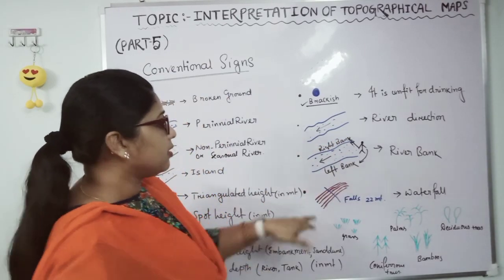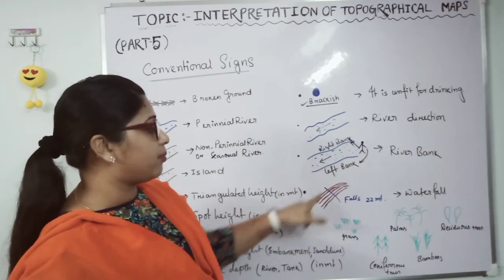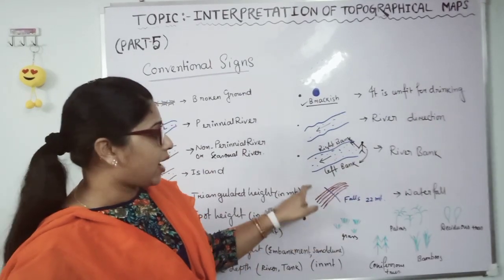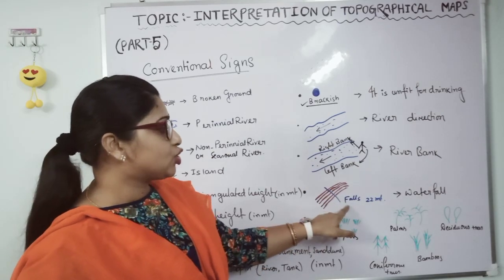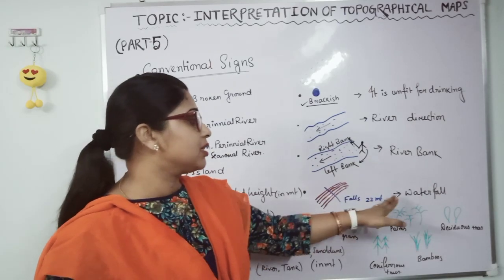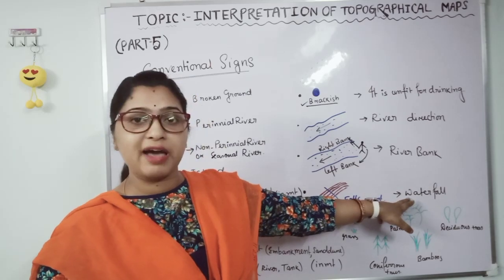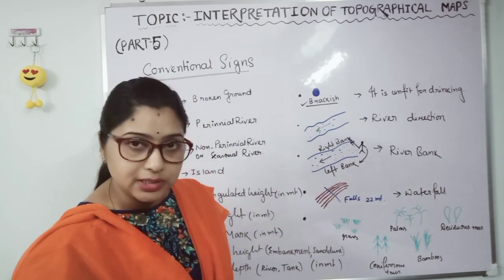Next, here some brown lines mean contours, which are cut by a blue line that is showing falls. 22 meter means this is a waterfall which has 22 meter of height.